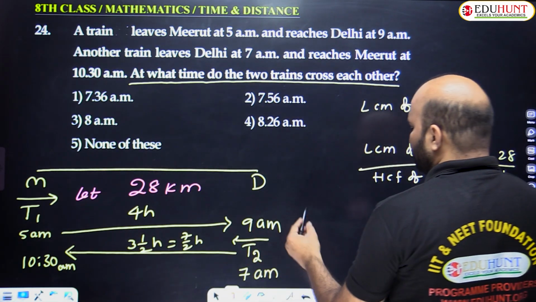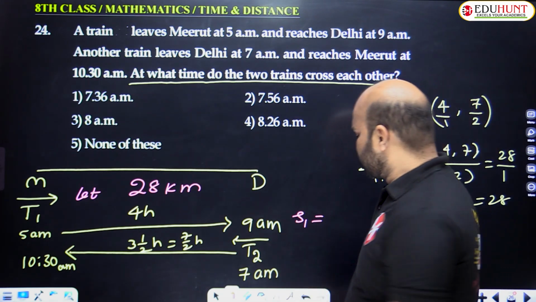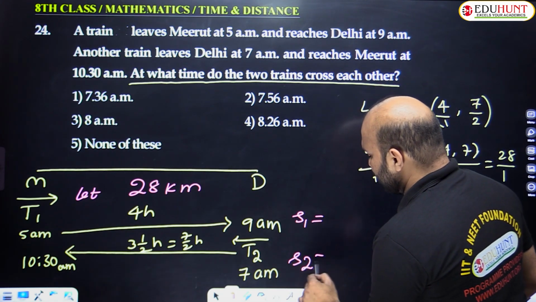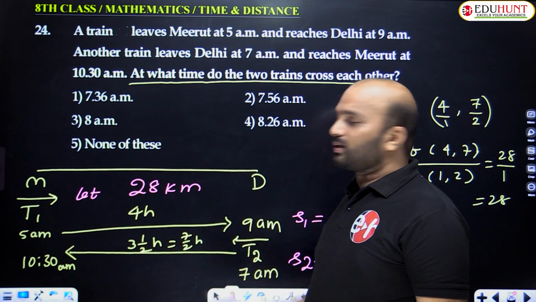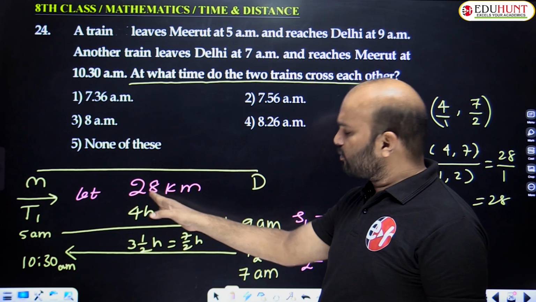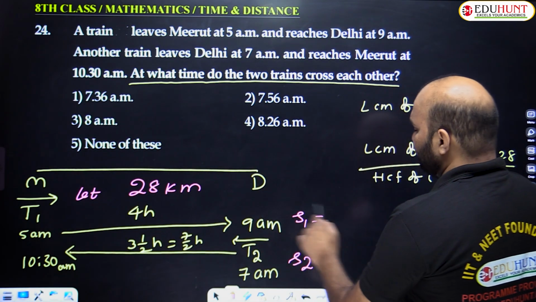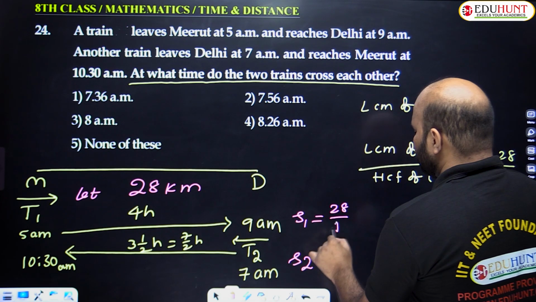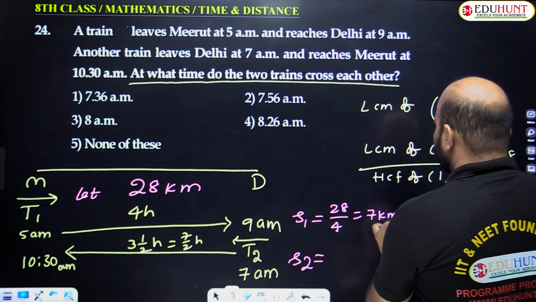So what is the T1 speed, S1? We are going to calculate S1 and S2. Actually speed equals distance by time. The distance is already assumed as 28 kilometers between Meerut and Delhi. So T1 covers 28 kilometers in 4 hours. What is the speed? Distance by time, nothing but 28 by 4, 7 km per hour. That is S1. Am I clear?